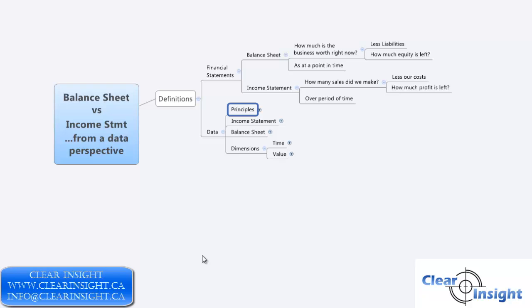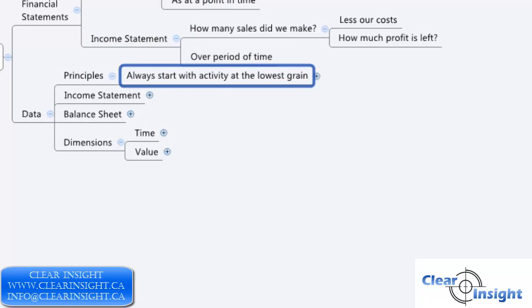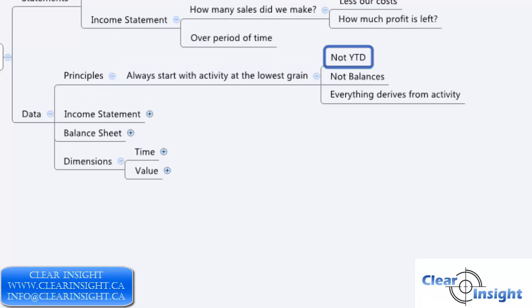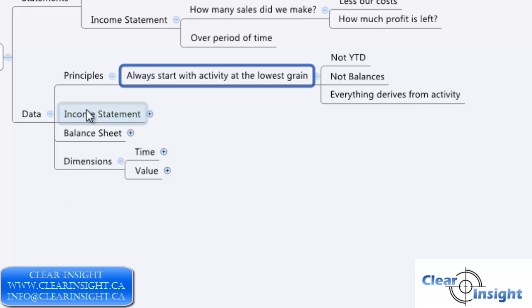So a couple of principles to start with. We always start with the activity at the lowest grain. That's something I'll drill in a little bit here. We're not starting with year-to-date numbers, we're not starting with balances. Everything derives from activity. And some of you may be saying, well, what about opening balance? What about balance sheet? Don't worry about that, I'll get to that in a moment.